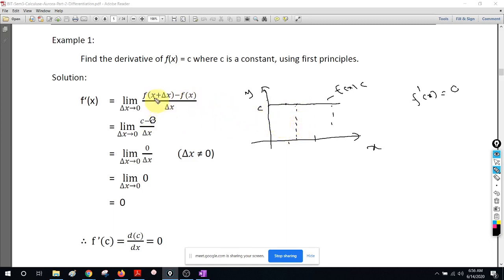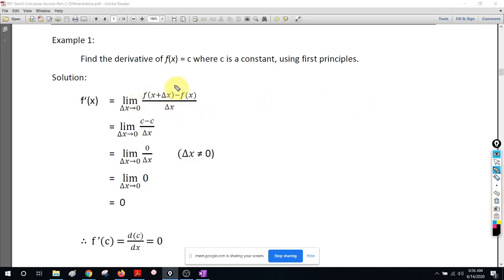Then what about x plus delta x? If I have another delta x added, what is the value of this? Of course if it is a constant function, whether it's x or x plus delta x or whatever, the value is going to be c. That is why we say it's a constant function. So f(x plus delta x) is also c. Now you can see this is c, this is also c.